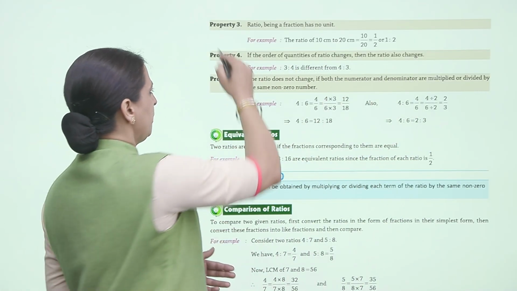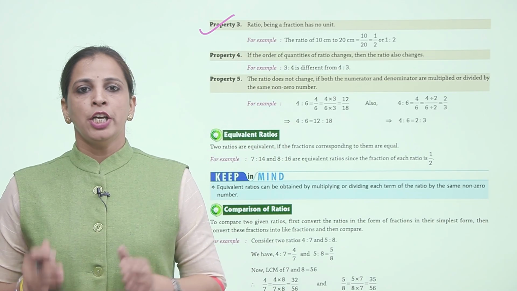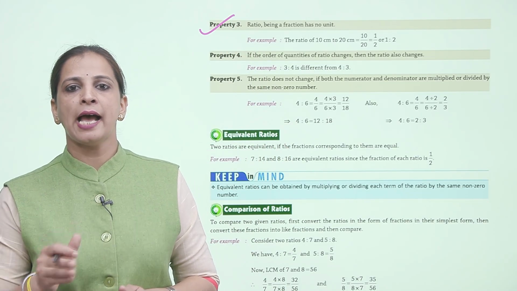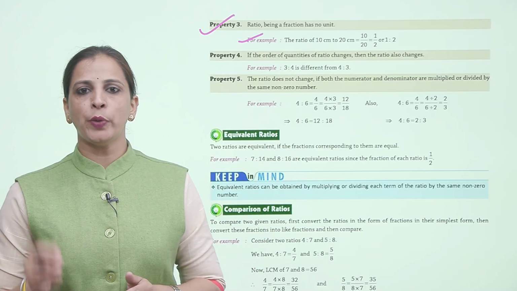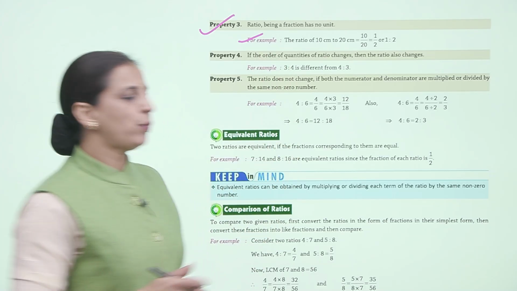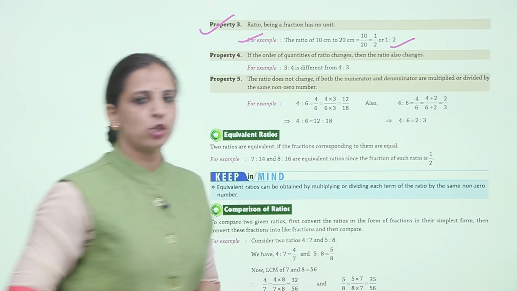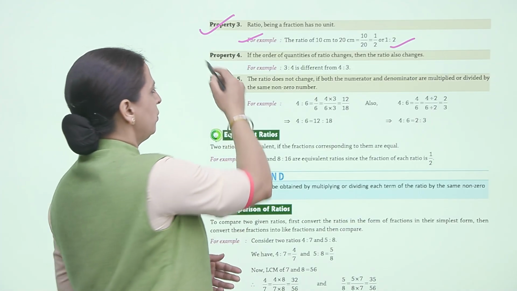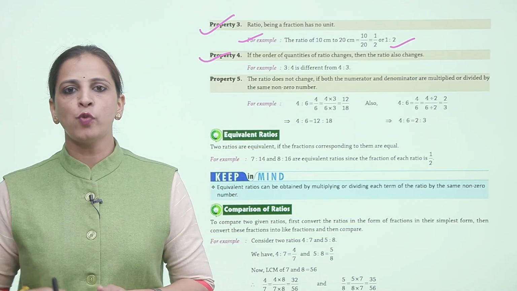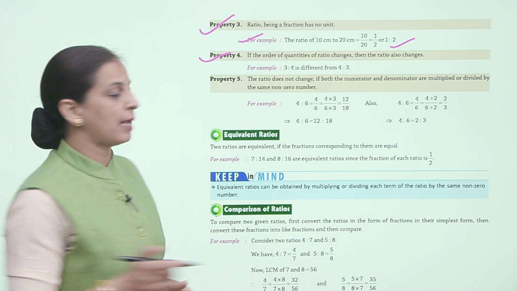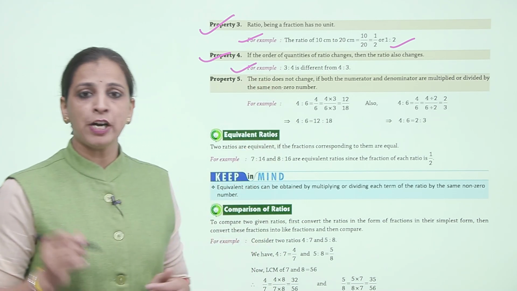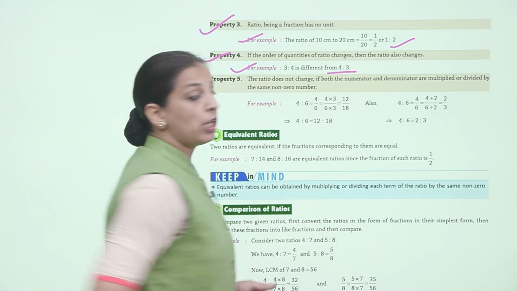Now property 3. Ratio being a fraction has no units. For example, the ratio of 10 centimeter to 20 centimeter, that is 10 by 20, is 1 upon 2 or 1 is to 2. Now property 4. If the order of quantities of a ratio changes, then the ratio also changes. For example, 3 is to 4 is different from 4 is to 3.